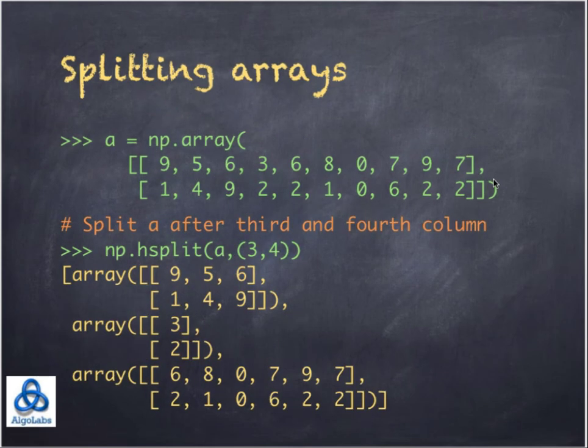We can also say where we want to split it. So we can say that we want to split it after the third and the fourth column. So we can provide this kind of an argument to the split, in which case we get first a 2-row 3-column thing, then a 2-row 1-column thing, and a 2-row with the remaining elements.